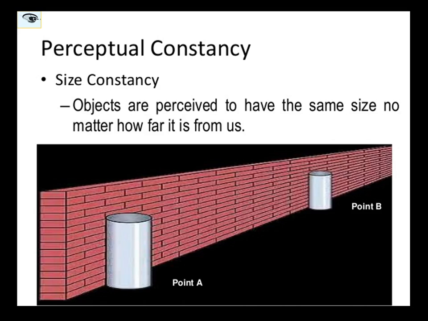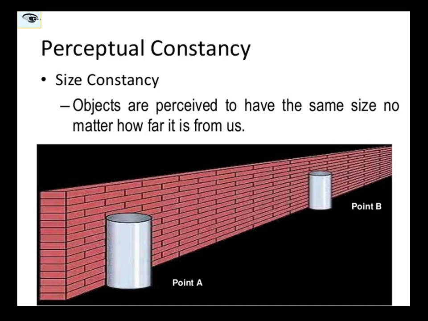But as per size constancy, it is a tendency in all of us to perceive the size of objects as remaining relatively unchanged, even if there is a change in the distance between the observer and the object, and even if there is a change in the size of the retinal image. The perceived size of the object will remain unchanged, and this tendency is size constancy.